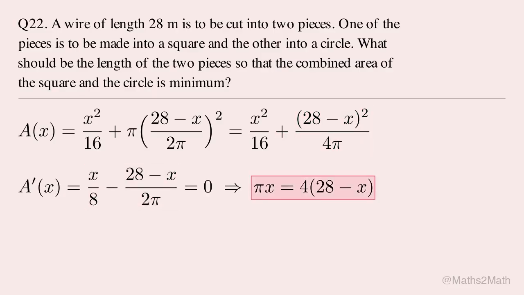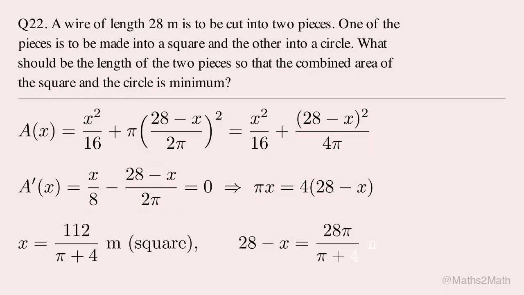The rest makes a circle of radius (28 minus x) over 2 pi. Differentiate and set to 0. Solve. The square gets 112 over (pi plus 4) meters. The circle gets the remaining 28 pi over (pi plus 4). The positive second derivative makes it a minimum.